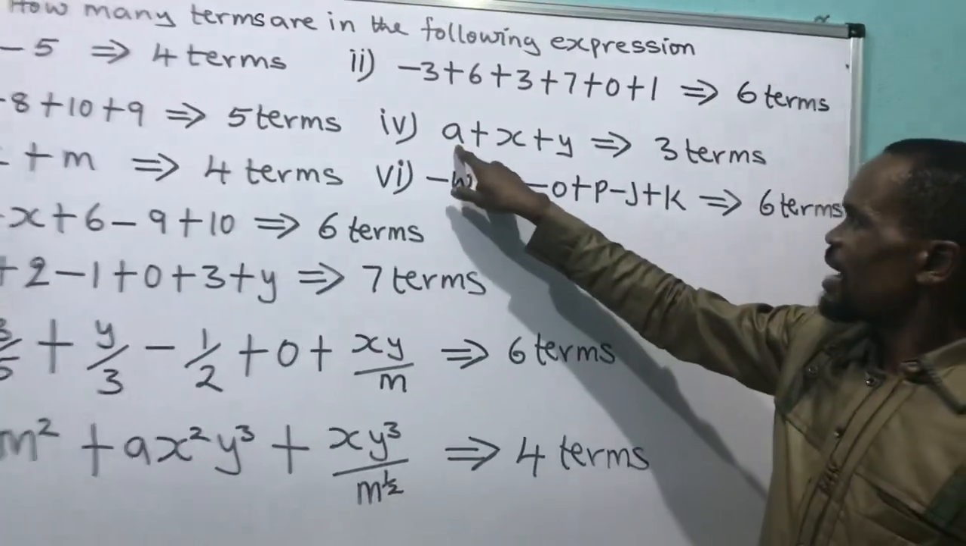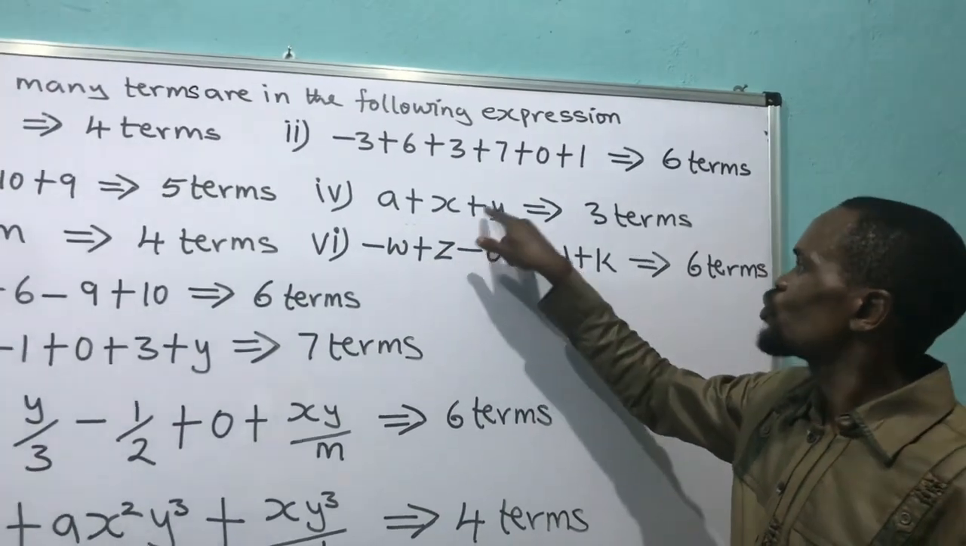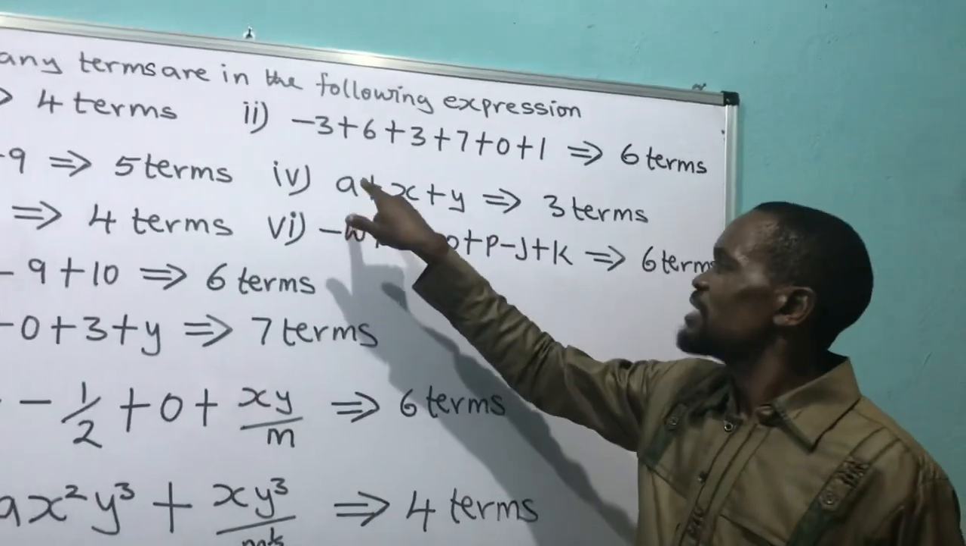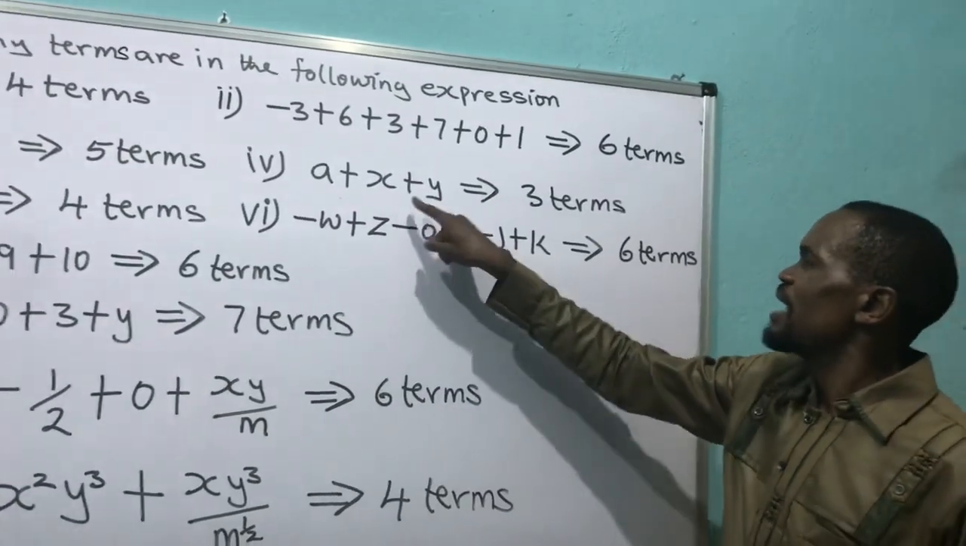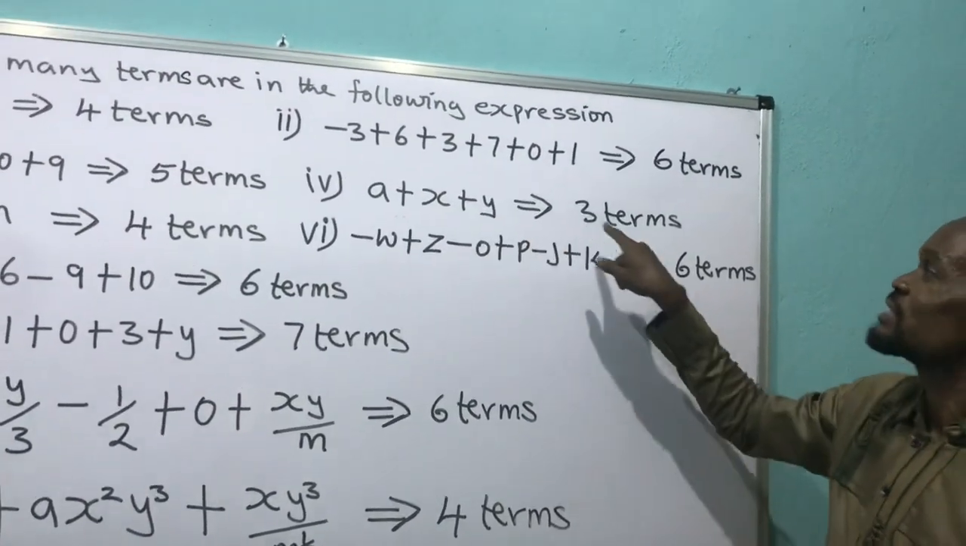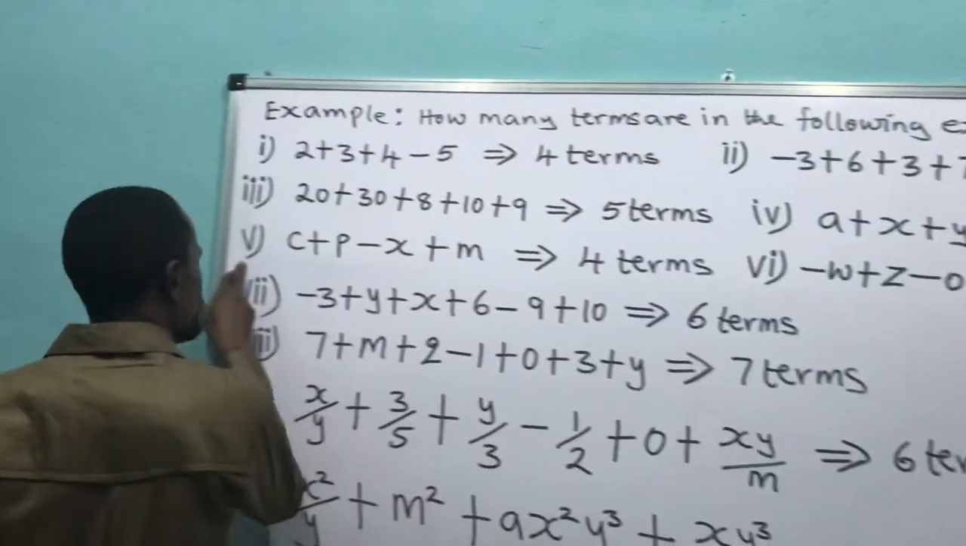Number 4, IV. A is a term, alphabet. Plus X is a term. Plus Y is a term. We now see how many terms there are here. A is a term, X is a term, Y is a term. And how many are there? 1, 2, 3. I will now say what? 3 terms.